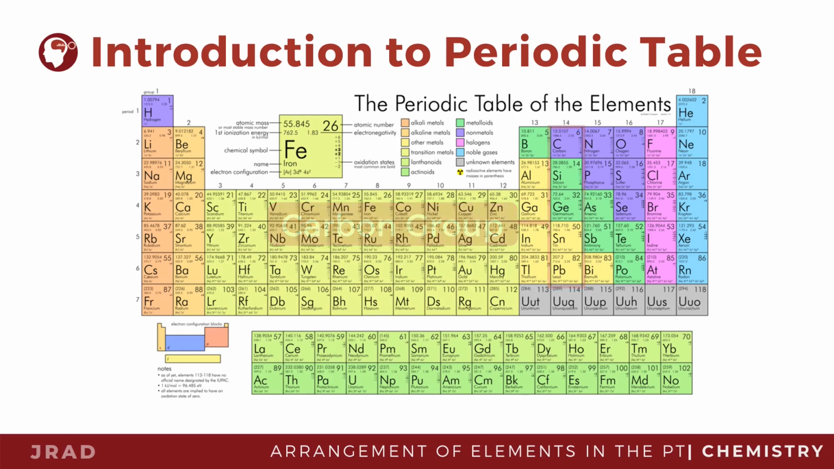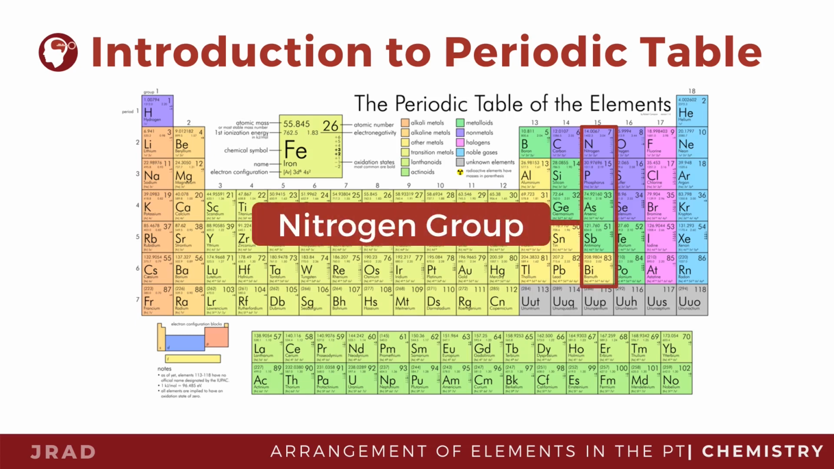Elements from group 5A are also classified as the members of the nitrogen group. It is composed of nitrogen, phosphorus, arsenic, antimony, bismuth, and moscovium. Nitrogen by itself is an important element for fertilizers, nylon production, and dyes.